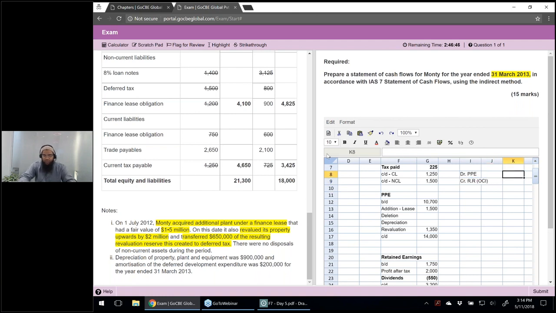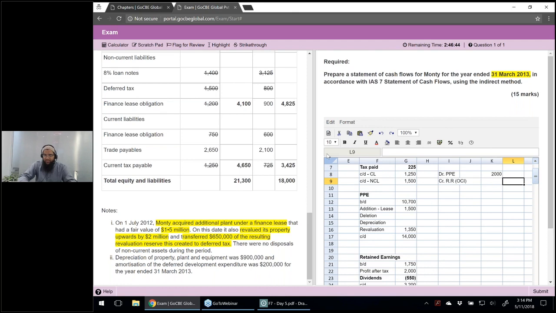By what amount? By 2000. And then we would have made another entry as revaluation reserve through OCI debit and deferred tax liability credit by 650. And the net amount given to you in the OCI is the net of these two: 2000 credit, 650 debit. So the net amount is 1350, which was given to us previously. Although in actual, the asset has been revalued by 2000.